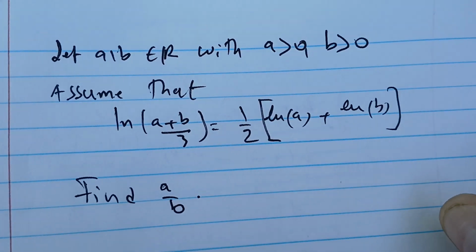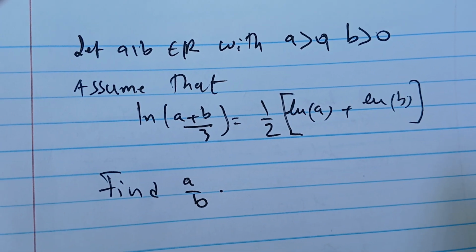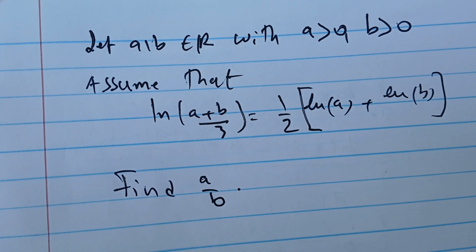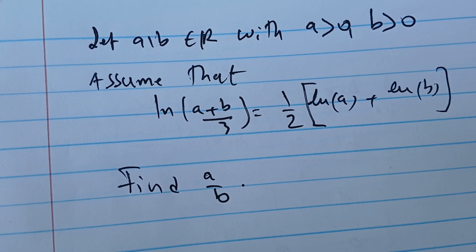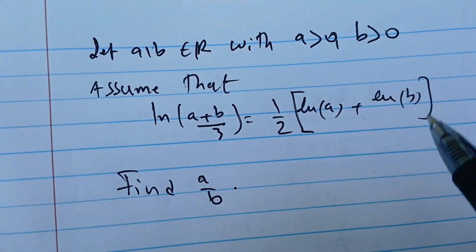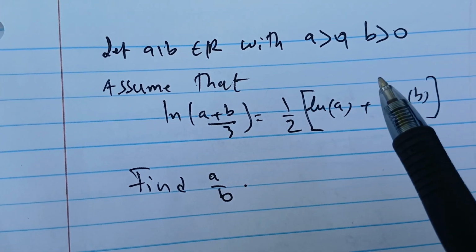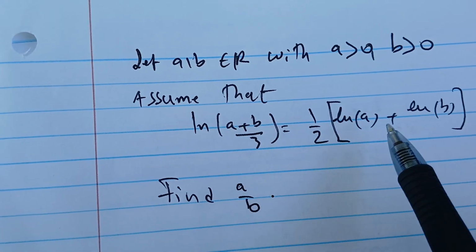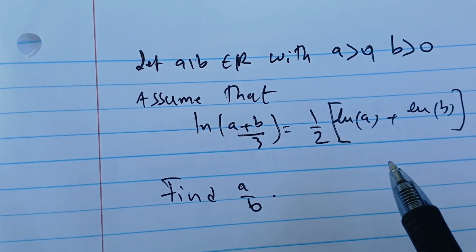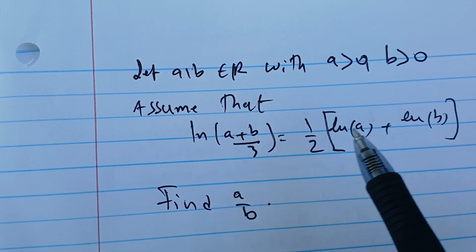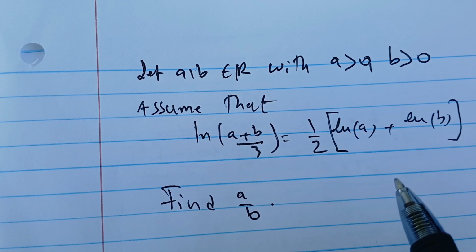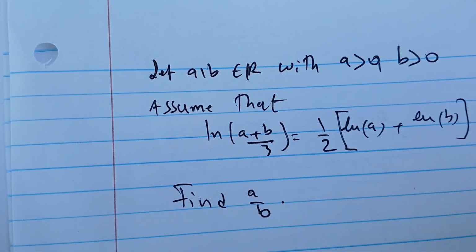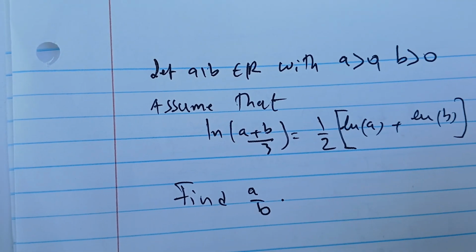In this video, we're going to try to solve the following problem. Given that a and b are real numbers with a and b both strictly positive, we assume that a and b satisfy this condition. The log of (a plus b) over 3 is equal to the average of the logs. That means the log of a plus the log of b, over 2. We want to find an expression for a over b. How can we do that?